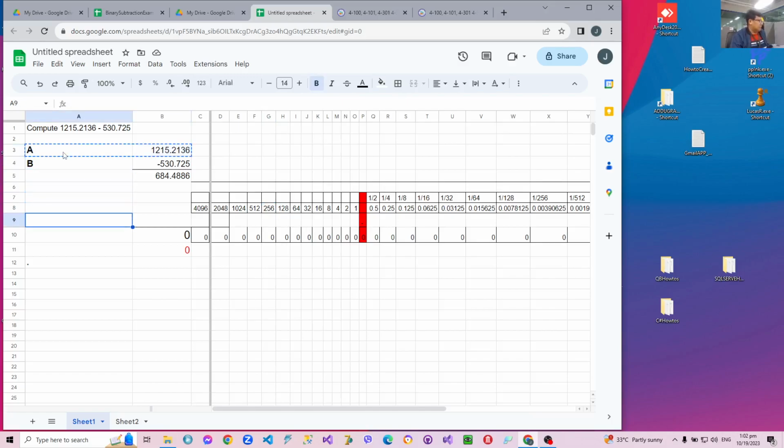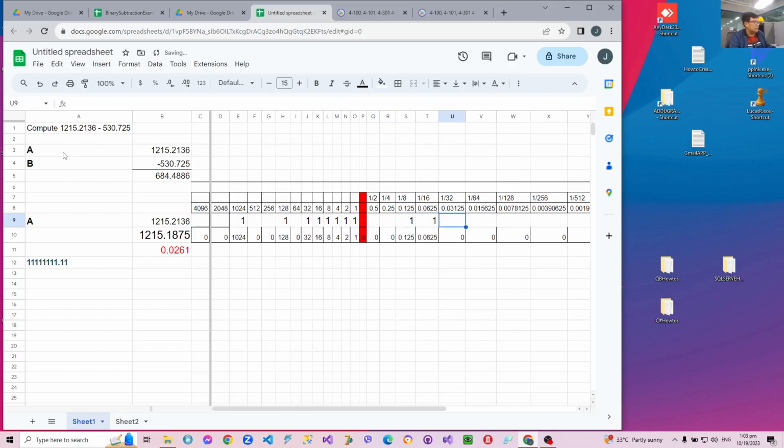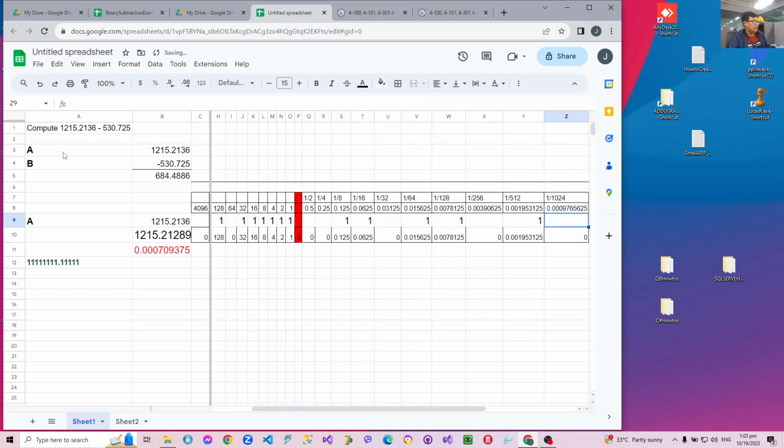In this case, we convert A. With 1215, our first pick is 1024, followed by 128, followed by 32, followed by 16, followed by 8, and we have 7, so we have three ones to follow. With 0.2136, our next pick will be 0.125. We can pick 0.06. We can also pick 0.015, and we can pick 0.007. We can pick 0.0019, and that's our last pick.